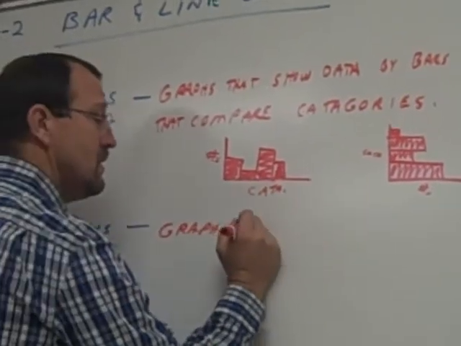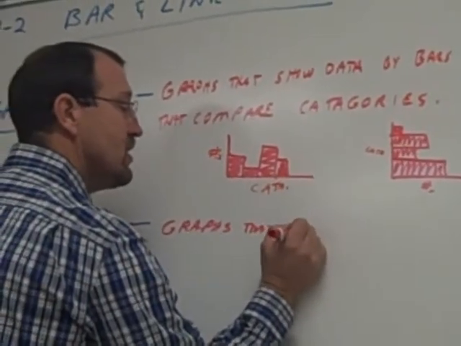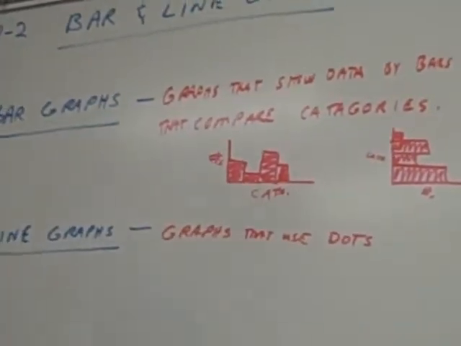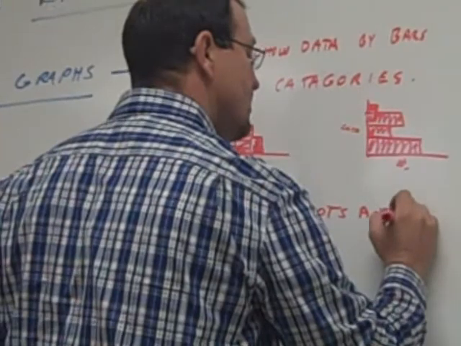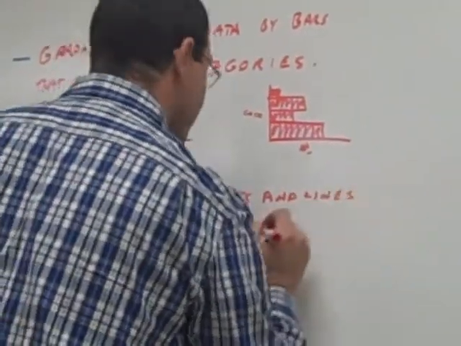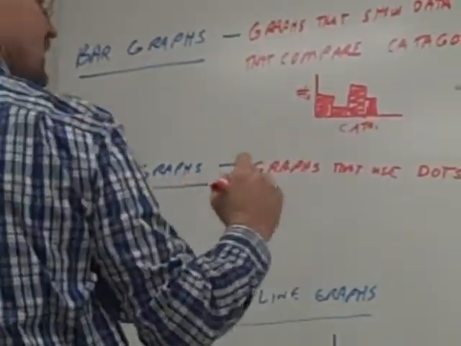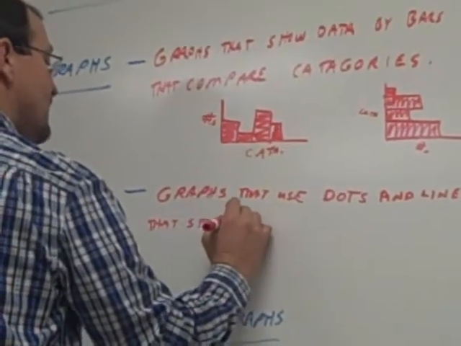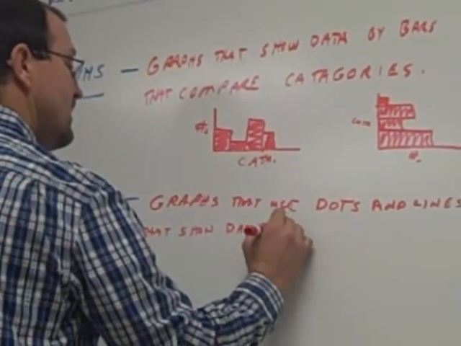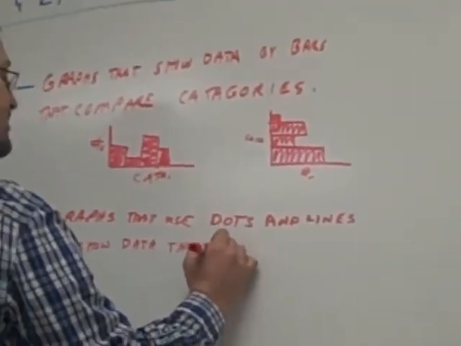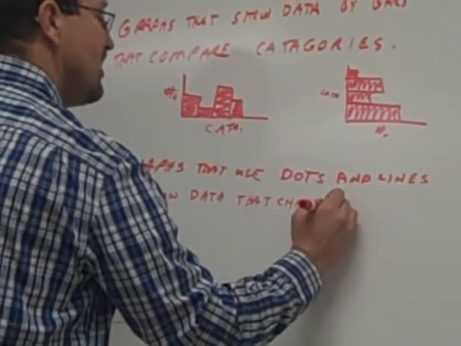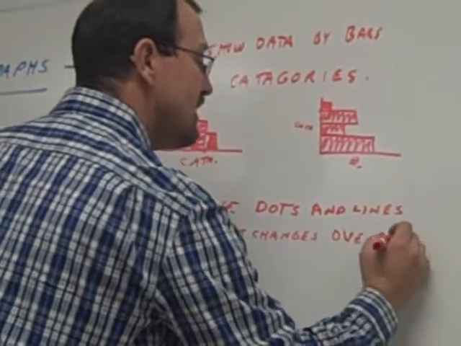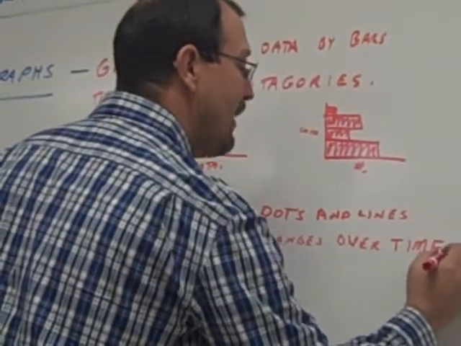Graphs that use dots and lines that show data that changes over time.